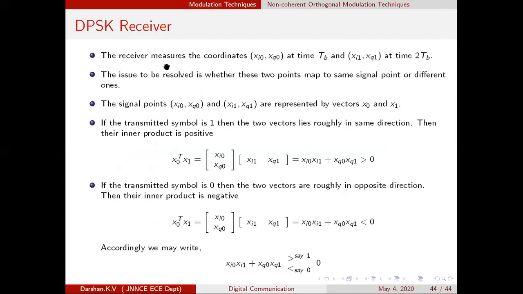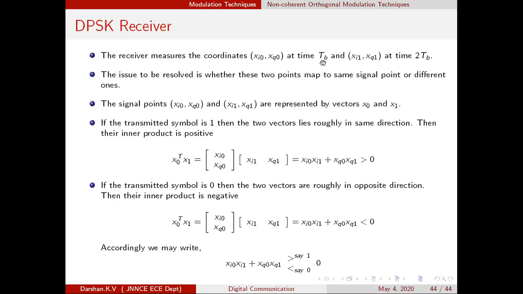The receiver will receive the signal at two time intervals, from 0 to TB, and from TB to 2TB. You should understand that this is the time instant. From 0 to TB, it will receive one signal. From TB to 2TB, it will receive another signal. So the signals which are received are represented as follows.